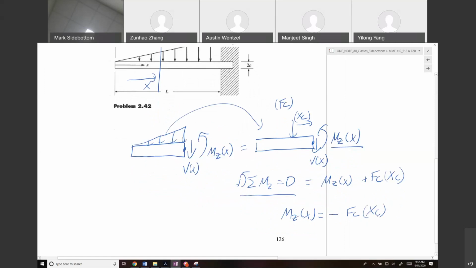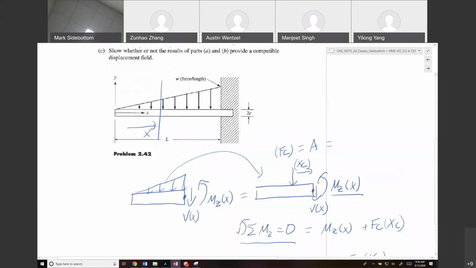Okay? So the question is, what is our concentrated force and what is our moment arm for the concentrated force? F of C is going to be equal to the area under our curve here. The area of our distributed load for a triangle is going to be equal to 1/2 the base times the height. The base of our triangle is just the length of our section cut x, and the height of our triangle is going to be equal to W times x over L.